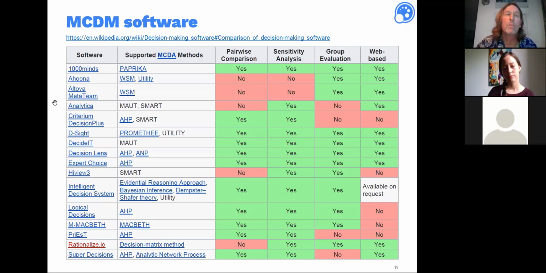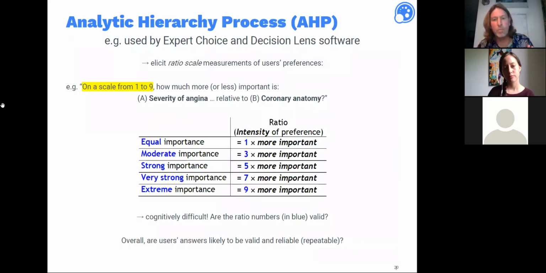And I just want to compare in particular the Paprika method that 1,000 Minds uses, and I'm going to demonstrate the software in just a moment, versus the AHP process, which is also quite a, well, you can see it on the table, a very common approach that some of the other software uses. So here's what the AHP process does, used by those other software. It basically asks a strength of preference question.